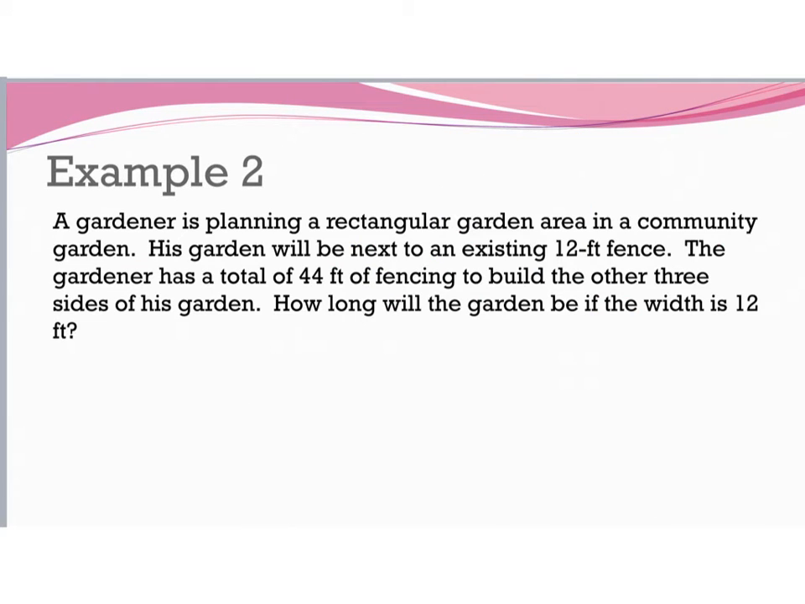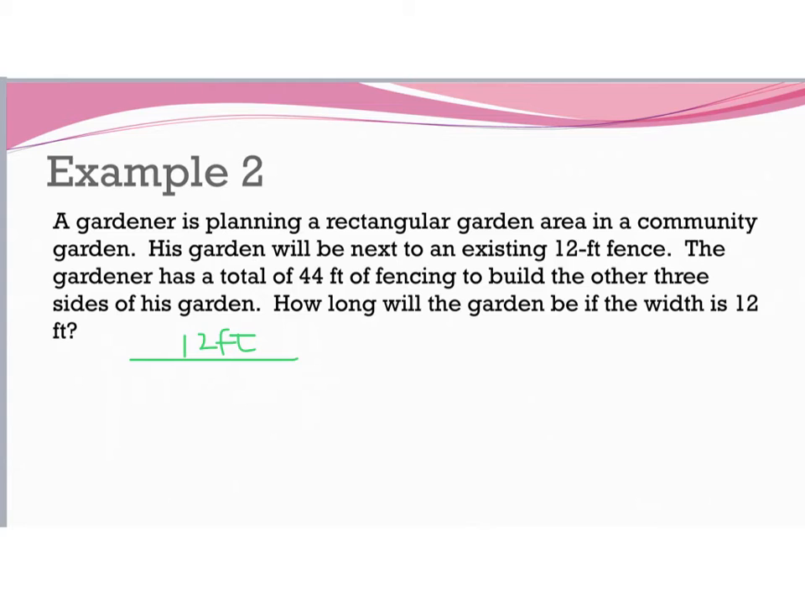Next, for example 2, it says a gardener is planting a rectangular garden area in a community garden. His garden will be next to an existing 12-foot fence. Sounds like we need to draw a picture. So we have a 12-foot fence. The gardener has a total of 44 feet of fencing to build the other 3 sides of his garden. How long will the garden be if the width is 12 feet?